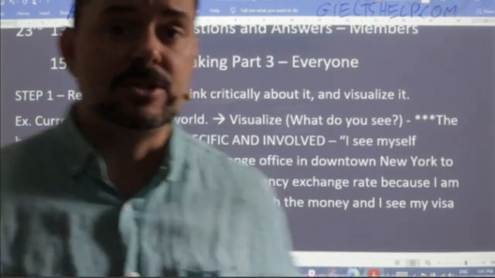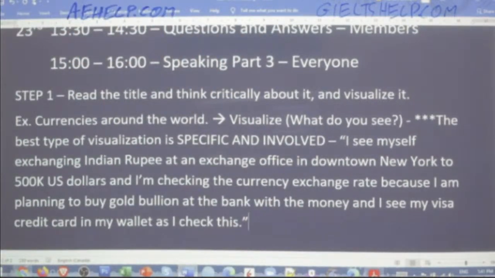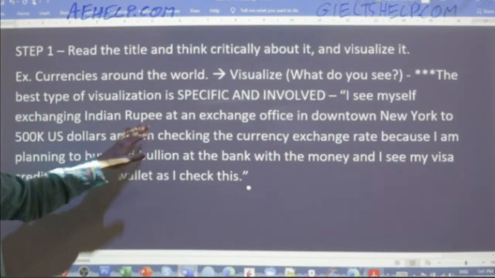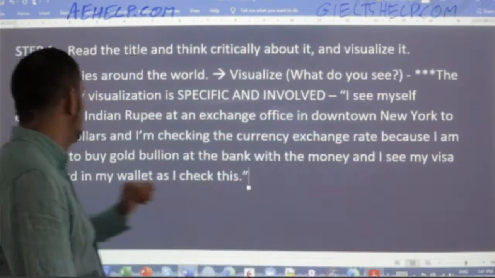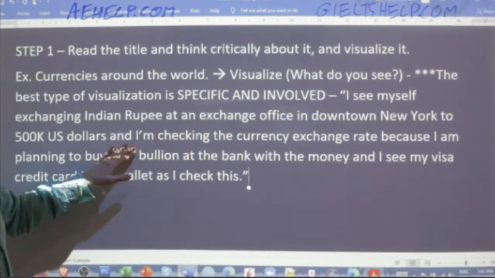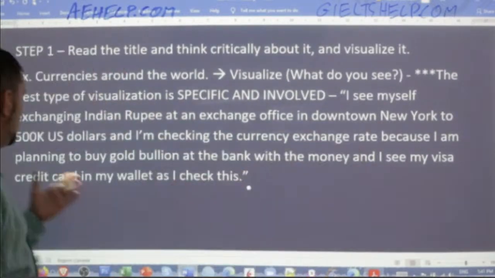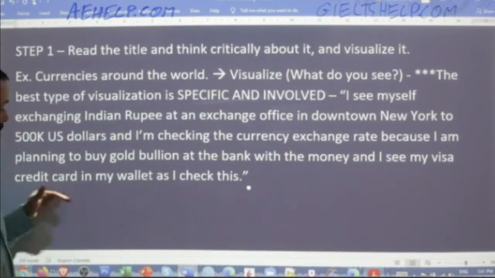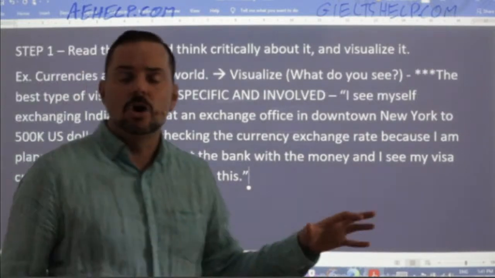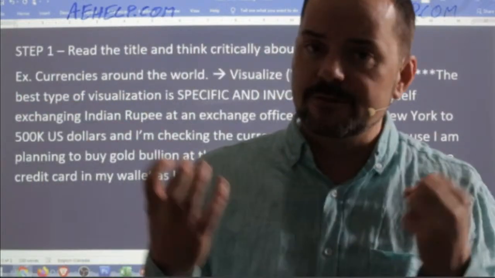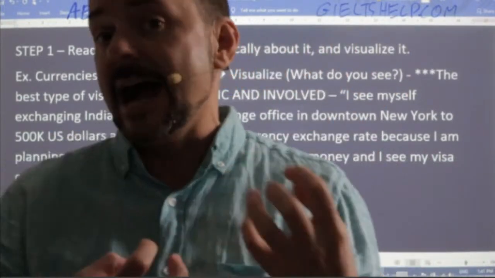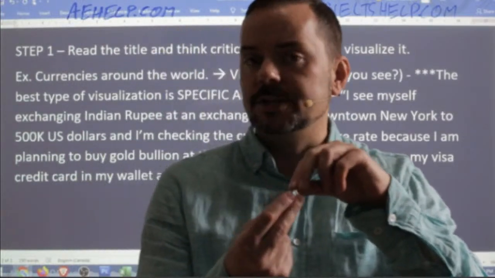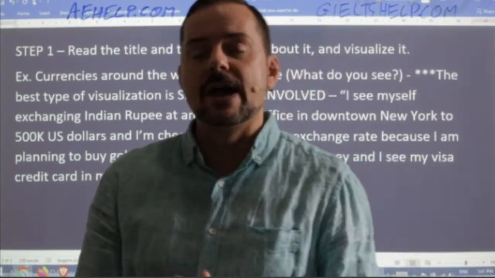Again, practice with me, students. So repeat after me. What do I see? I'm going to be very specific and involved. I see myself exchanging Indian rupee at an exchange office in downtown New York to 500,000 US dollars. I'm checking the currency rates because I'm planning to buy some gold bars at the bank with the money, and I also see that I have my credit card in my wallet as well. So I'm gathering all of that information about currencies, how they look, how they work, how they exchange in a very specific context. Okay? So everybody's with me on this.